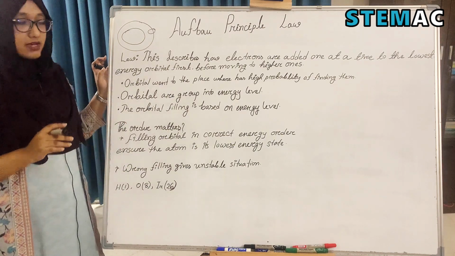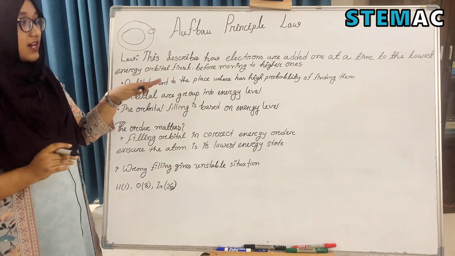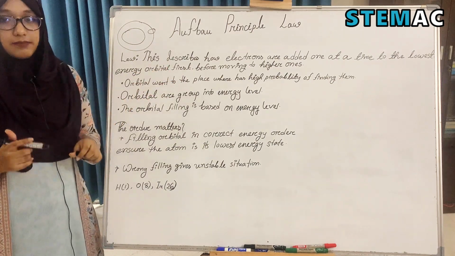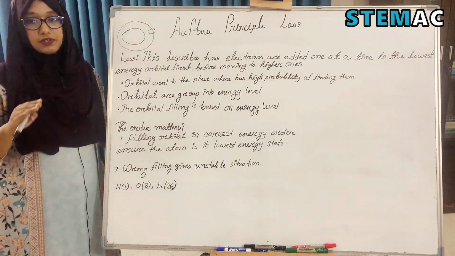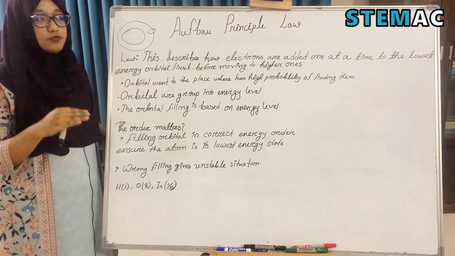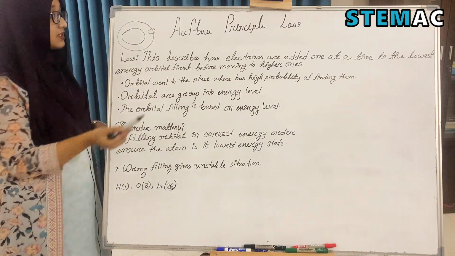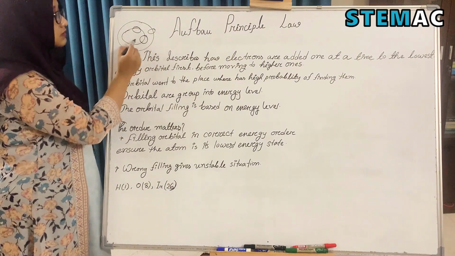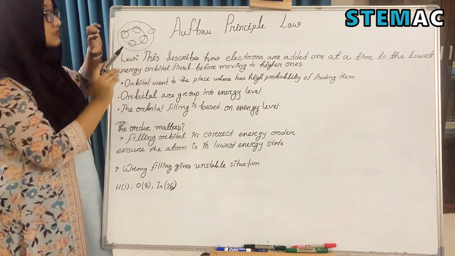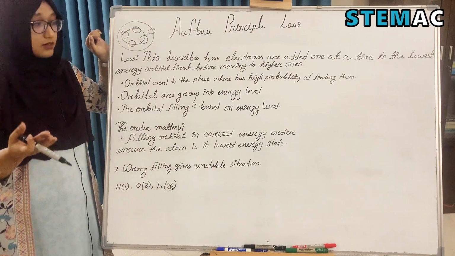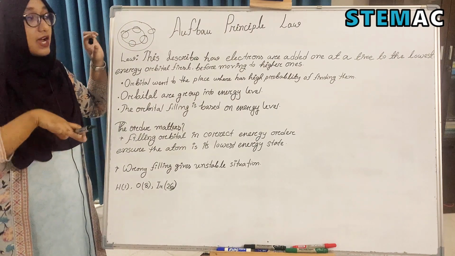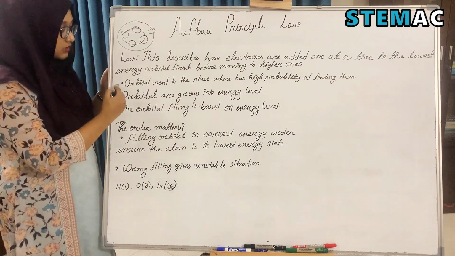Why does this happen? Electrons go to the place where there is a high probability of finding them. If the first step can hold 4 electrons, they need to complete those 4 first, then move to the second shell to reach a more stable situation.